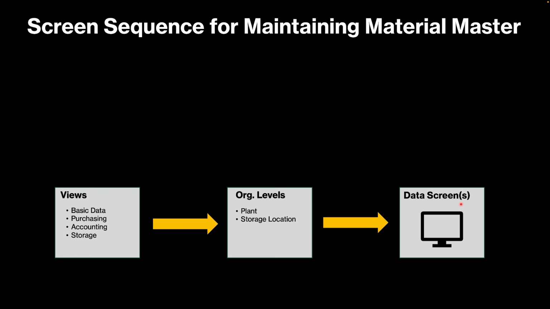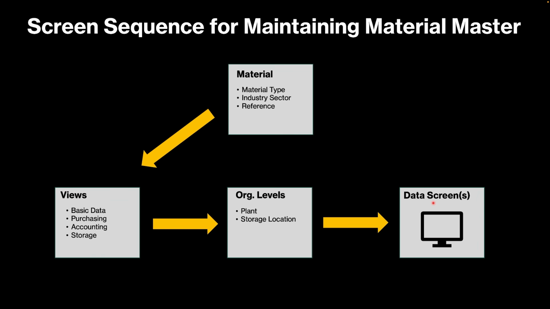So depending upon the kind of material that you are creating, you must have some filtering technique so that you are presented with your relevant data screens. And that filtering criteria is your material type and industry sector. So you can see the first screen that will be presented to you will basically contain inputs for material type and industry sector. So we have two factors based on which your views will change and hence your data screens will change. And these two factors are material type and industry sector.